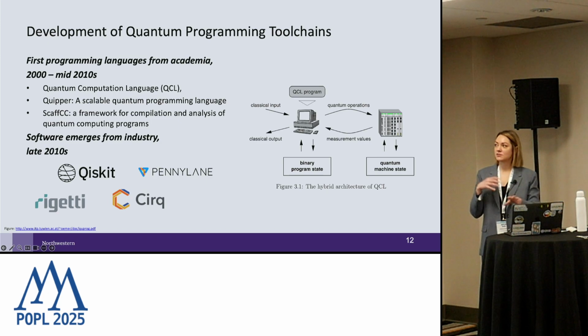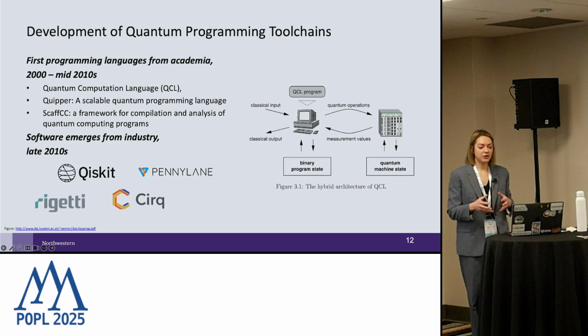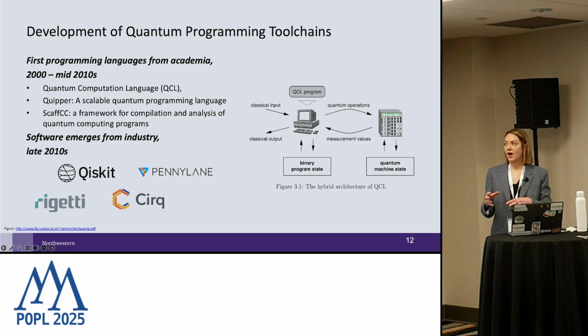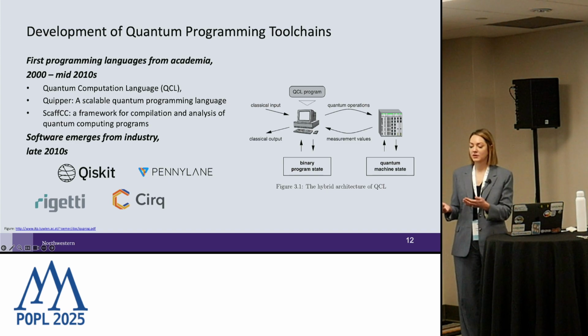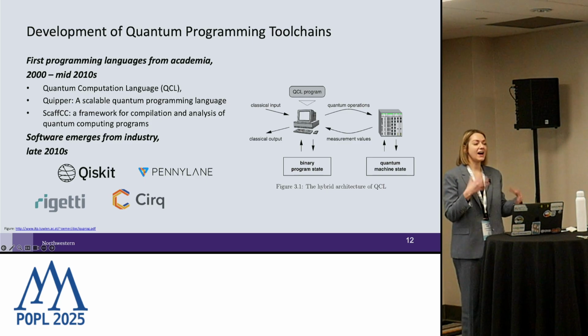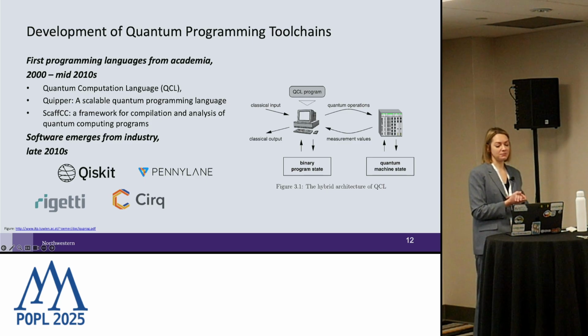And from 2000 to the mid-2010s, we first saw the emergence of these three languages: QCL, Quantum Computation Language, Quipper, and scalability. They were a really major step forward in the sense that they were able to capture that hybrid aspect of quantum computing.